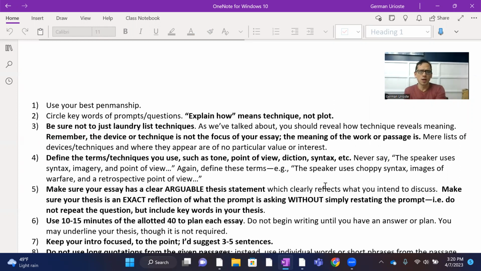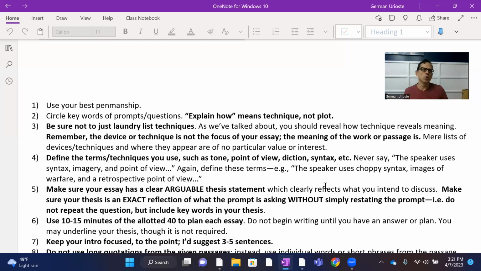Notice number 2, you can write on the test booklet. So circle keywords in the prompt, right? And remember that when they say how, it means technique, not plot. And I covered that in previous videos. How means devices, techniques, elements, right?